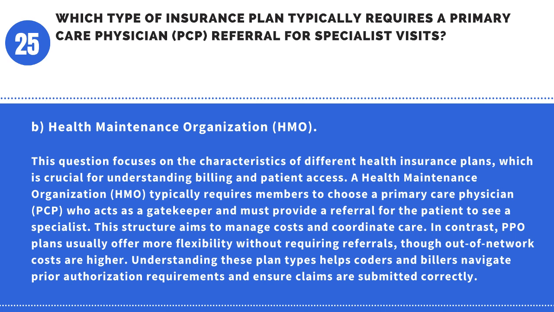This question focuses on the characteristics of different health insurance plans, which is crucial for understanding billing and patient access. A health maintenance organization, HMO, typically requires members to choose a primary care physician, PCP, who acts as a gatekeeper and must provide a referral for the patient to see a specialist. This structure aims to manage costs and coordinate care. In contrast, PPO plans usually offer more flexibility without requiring referrals, though out-of-network costs are higher. Understanding these plan types helps coders and billers navigate prior authorization requirements and ensure claims are submitted correctly.